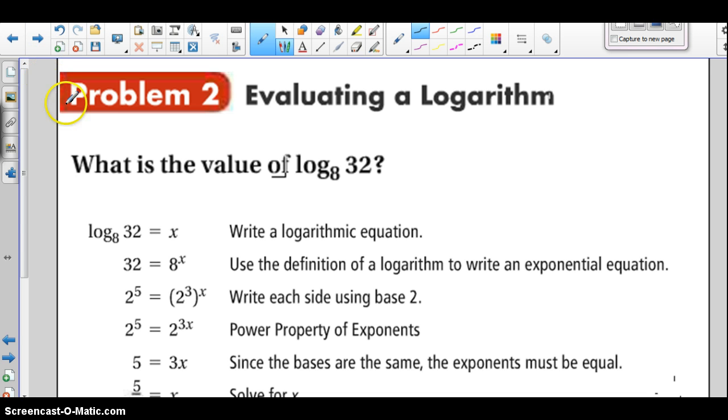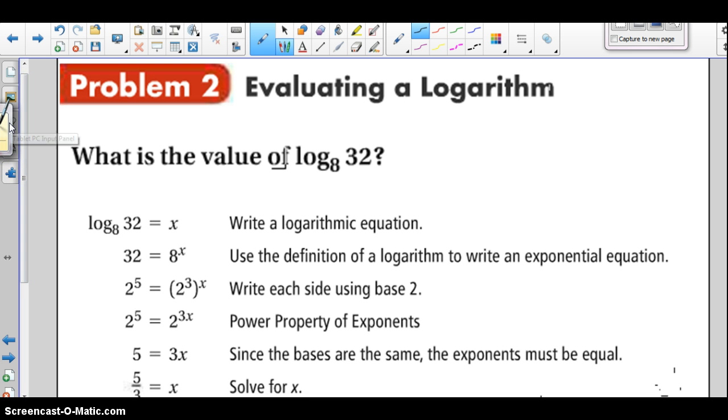Now let's take a look at finding the value of logarithms. In other words, how do we work backwards from something that's in logarithmic form now into exponential form and then into a simple form that we can solve for x.